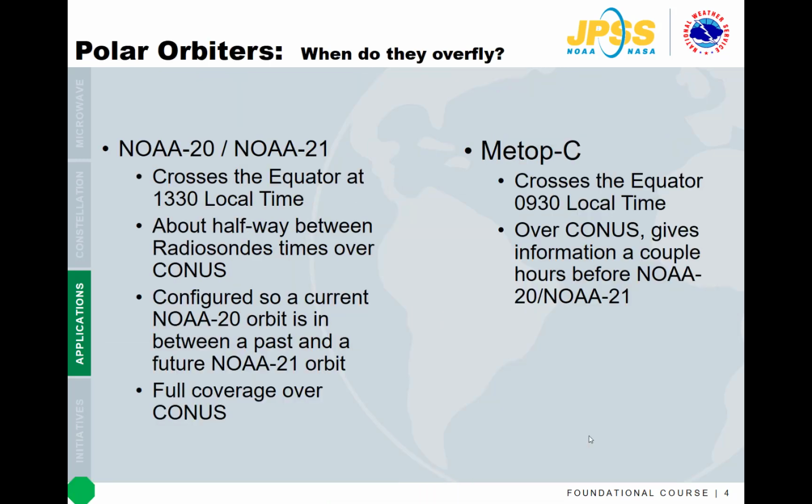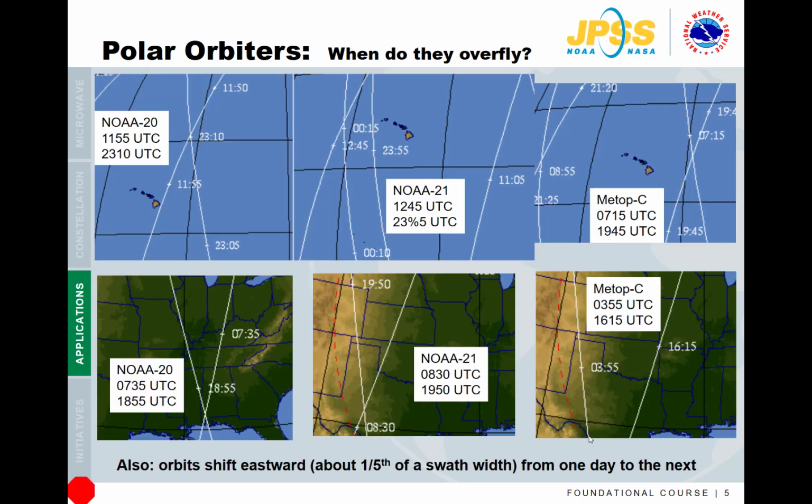When will you get data? Over CONUS in mid-afternoon and also early morning from NOAA-20 and NOAA-21. MetOp-C gives you information a couple hours earlier. Because NOAA-20 and NOAA-21 are both giving profiles, you get full CONUS coverage every 12 hours. As you move north, you get even more data.